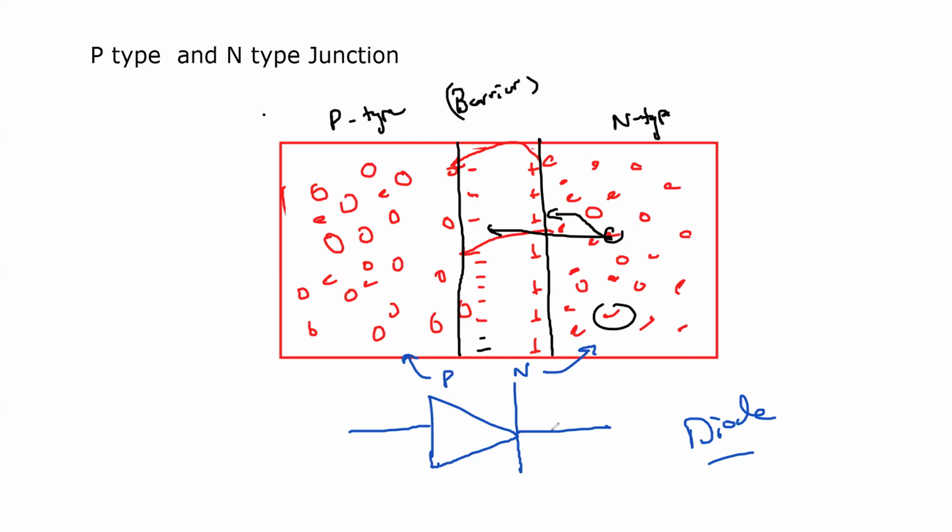The horizontal lines are representing the wires, connection wires. This is the circuit symbol for the diode. So whenever you are using a circuit symbol of a diode, you use this.